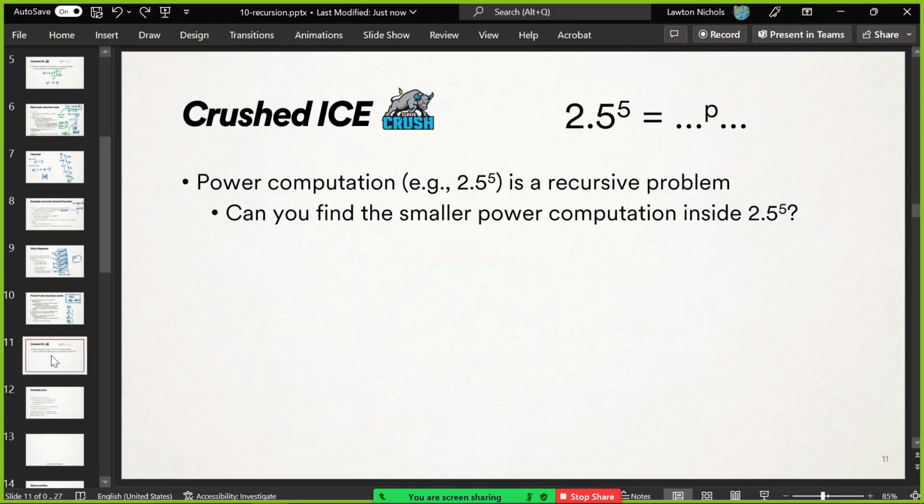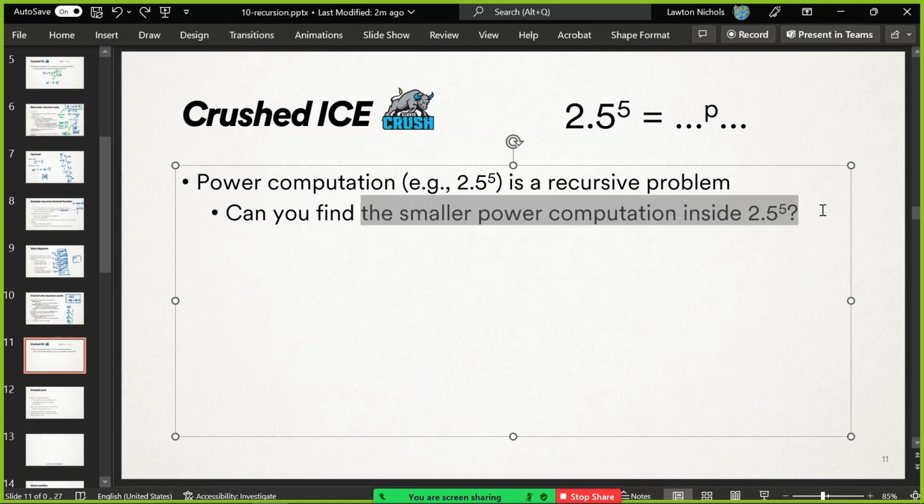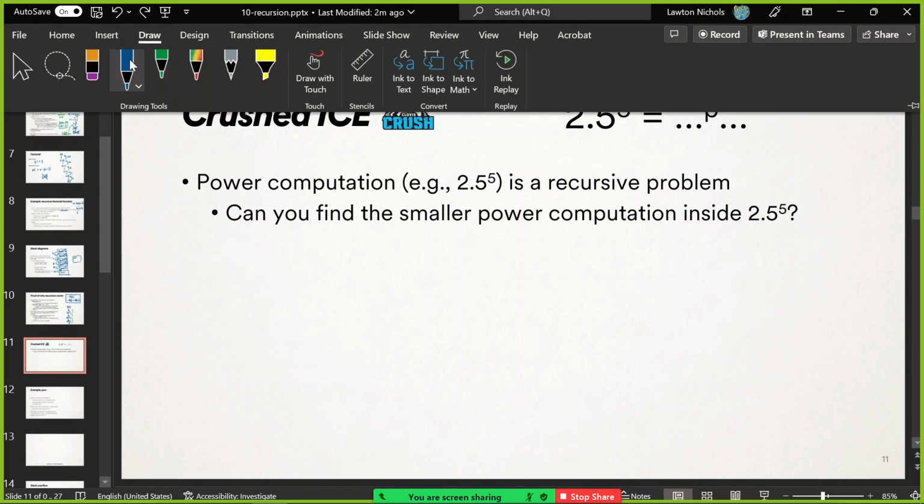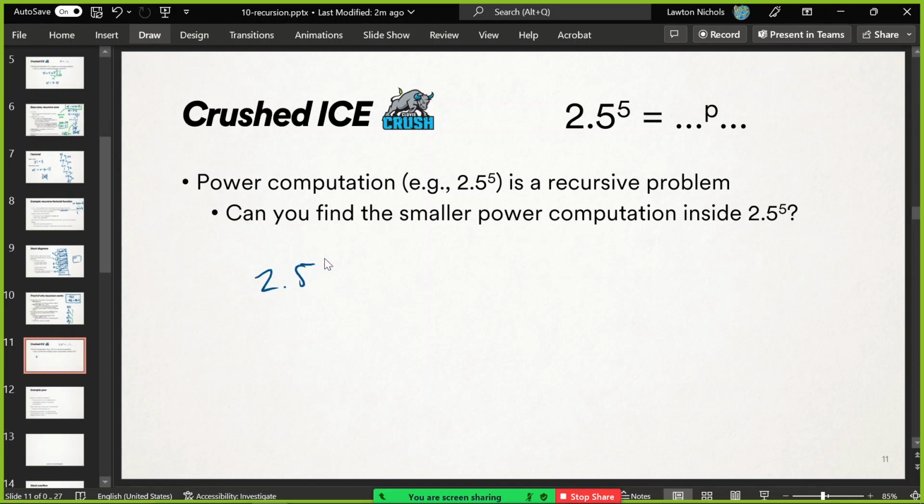All right, here's my question for you. Power computation. Taking a number to a power, like 2.5 to the 5th power. That is a recursive problem as well. Can you find the smaller power computation inside of like 2.5 to the 5th? So write it down, expand it. 2.5 to the 5th power or something is equal to what? Can you find a smaller power computation? Something to something's power inside of this? Take a few minutes to see if you can find it and help your neighbors.